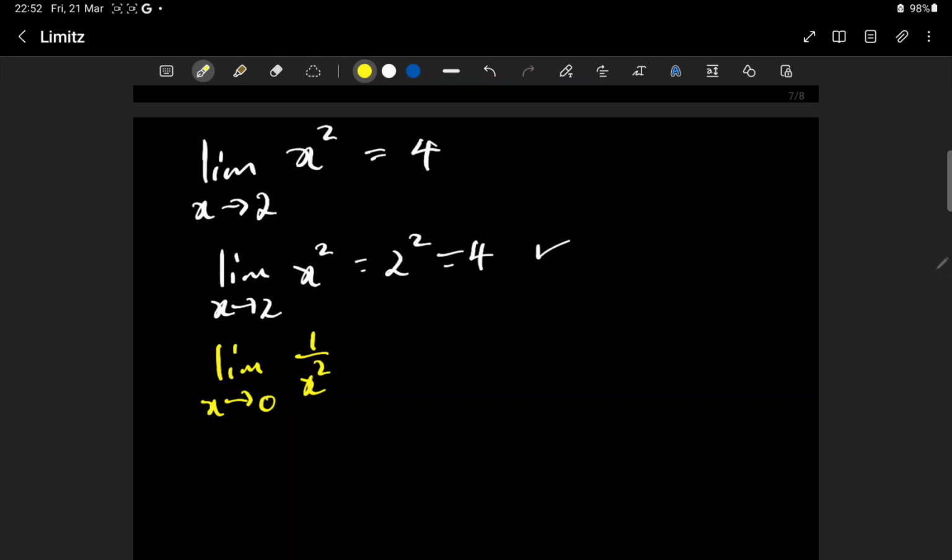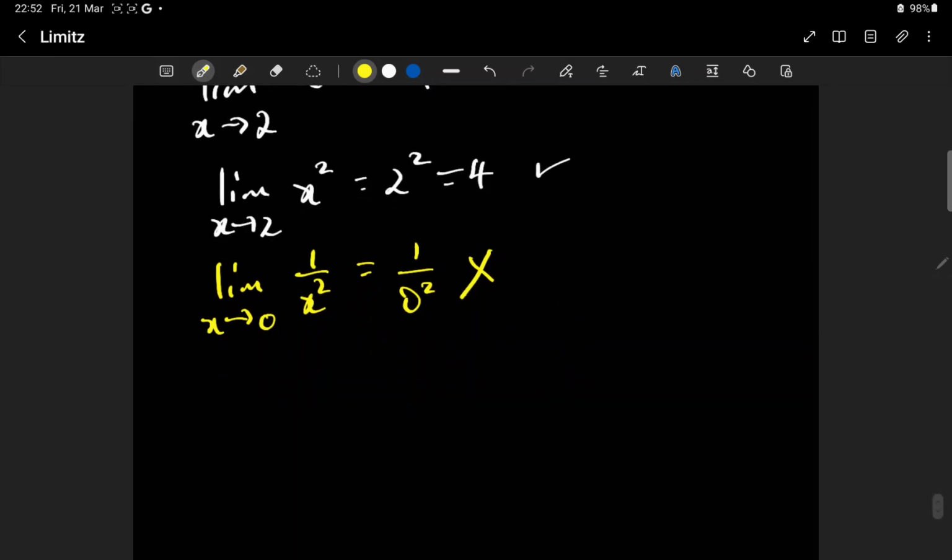Are you going to substitute again here? Are you going to say that this is equal to 1 over 0 squared, which is undefined if you do this? So you can't do this. This is wrong.